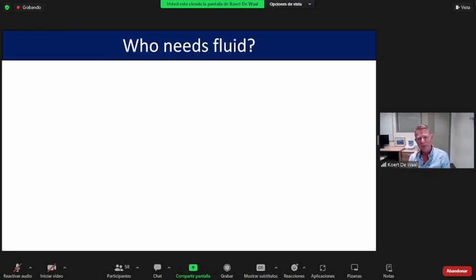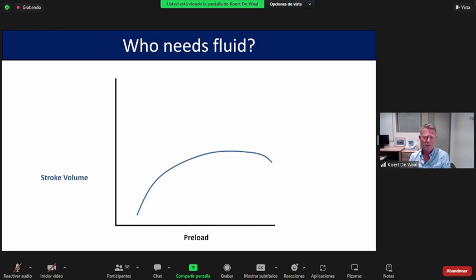So who needs fluid, and where does it end up? And what happens if you give fluid? This is the Frank-Starling curve, indeed back to physiology, with preload on the x-axis and stroke volume on the y-axis. If you're on the left side of the Frank-Starling curve, on the lower end, where you have low stroke volume and you give more preload, giving a fluid bolus, then most of these patients will definitely positively respond to fluid therapy.